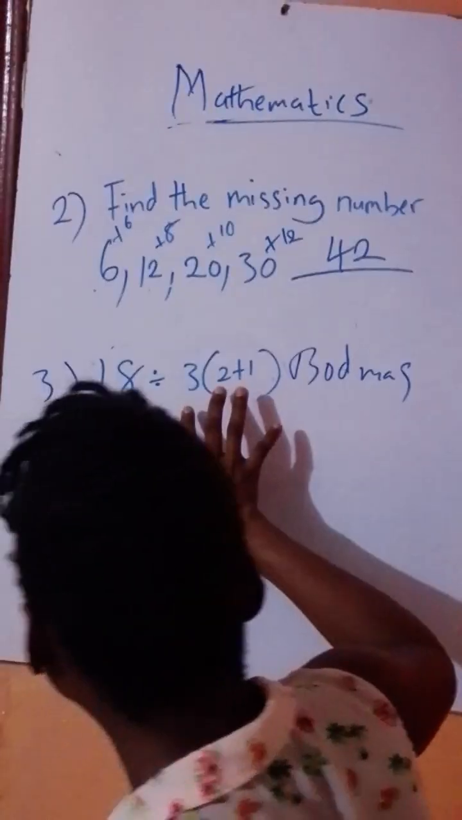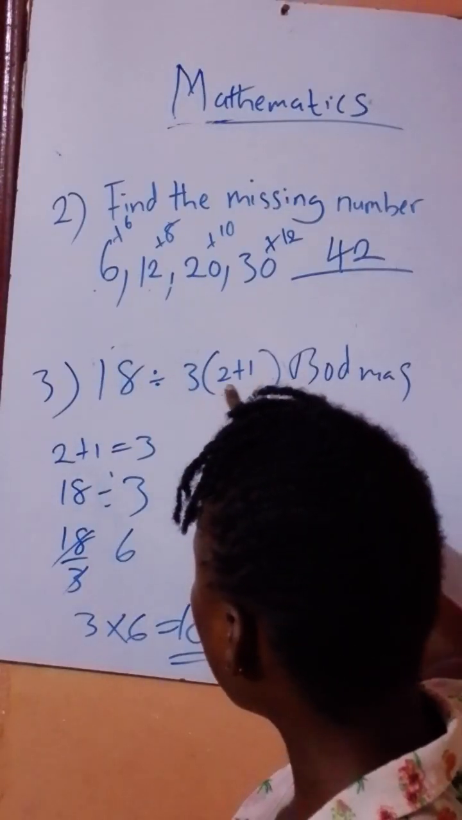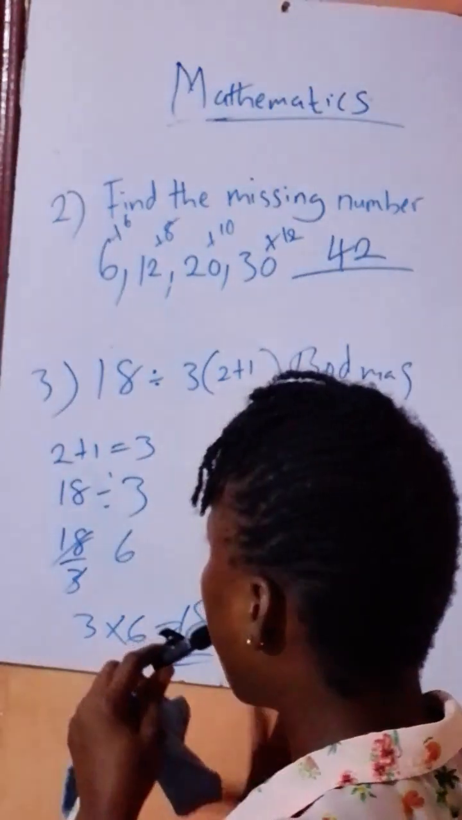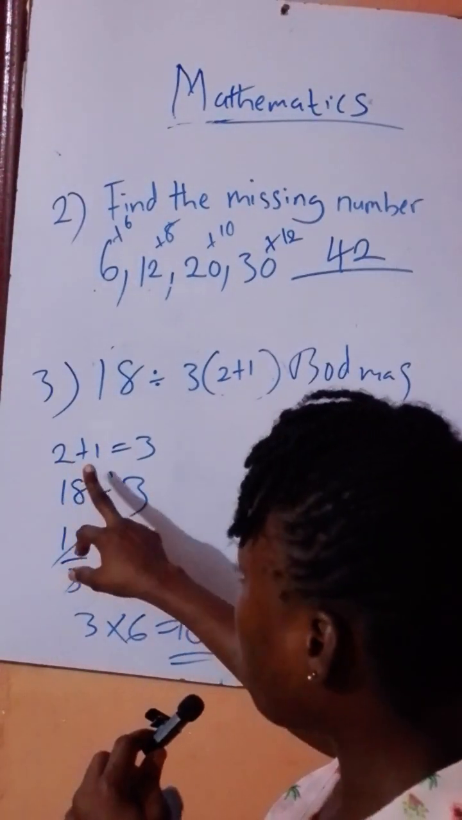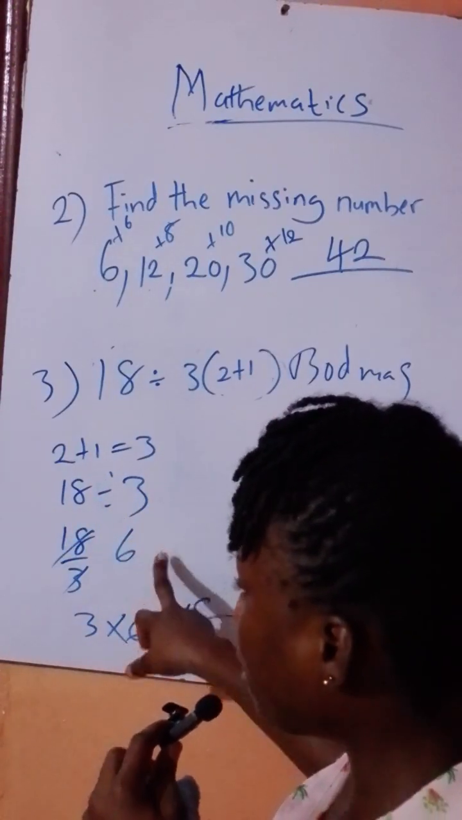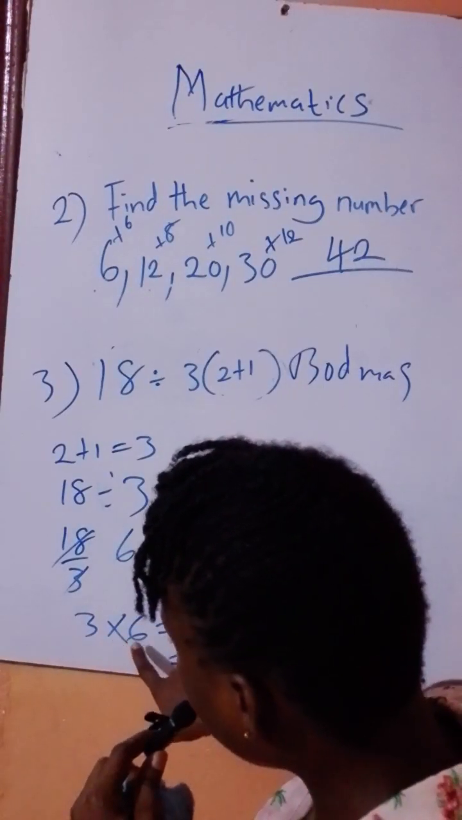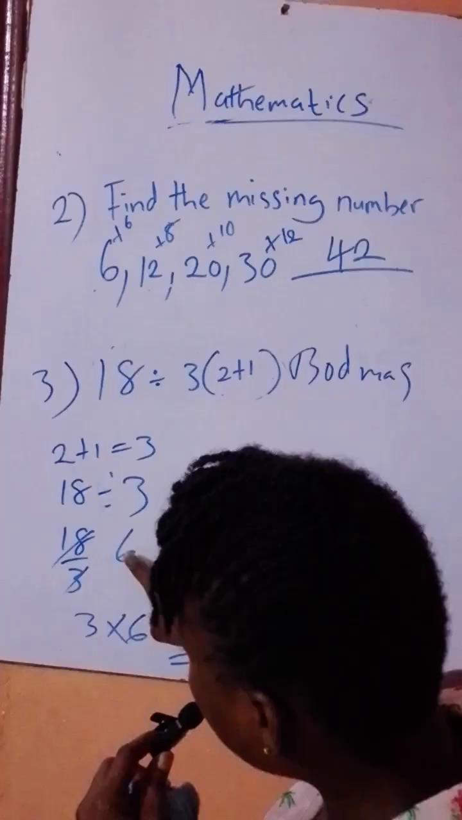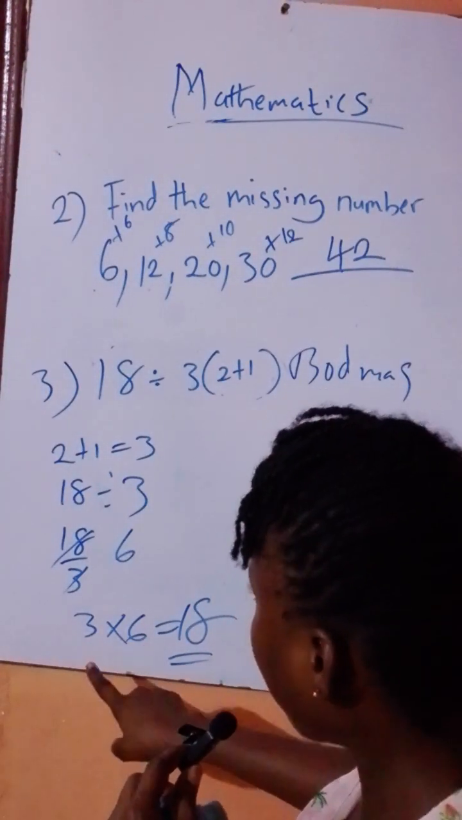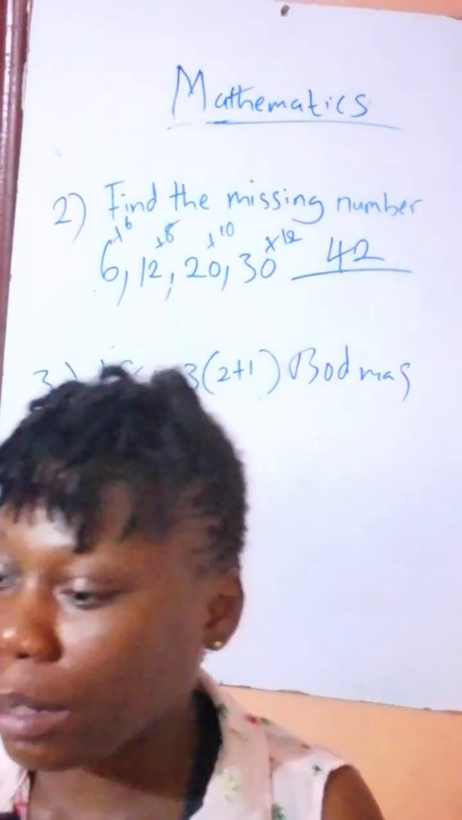This is the question: 18 divided by 3 bracket 2 plus 1. We apply the law of BODMAS. 2 plus 1 is 3. 18 divided by 3 is 6. Then you bring out your 3 here, times 6. That is 3 times 6, which is going to give us 18. That is our final answer.